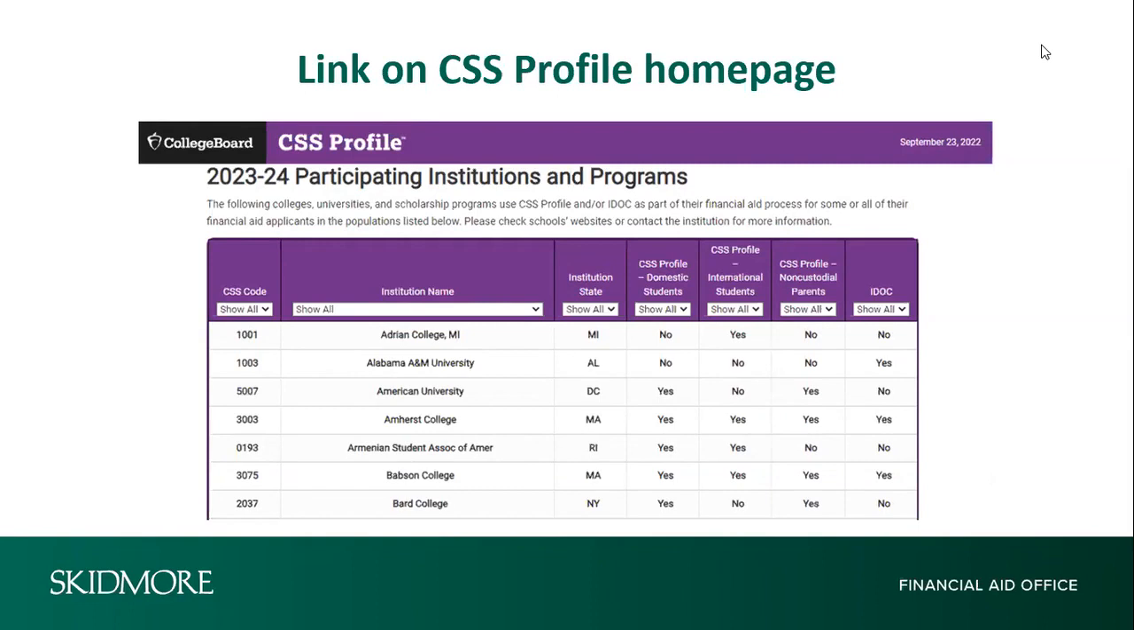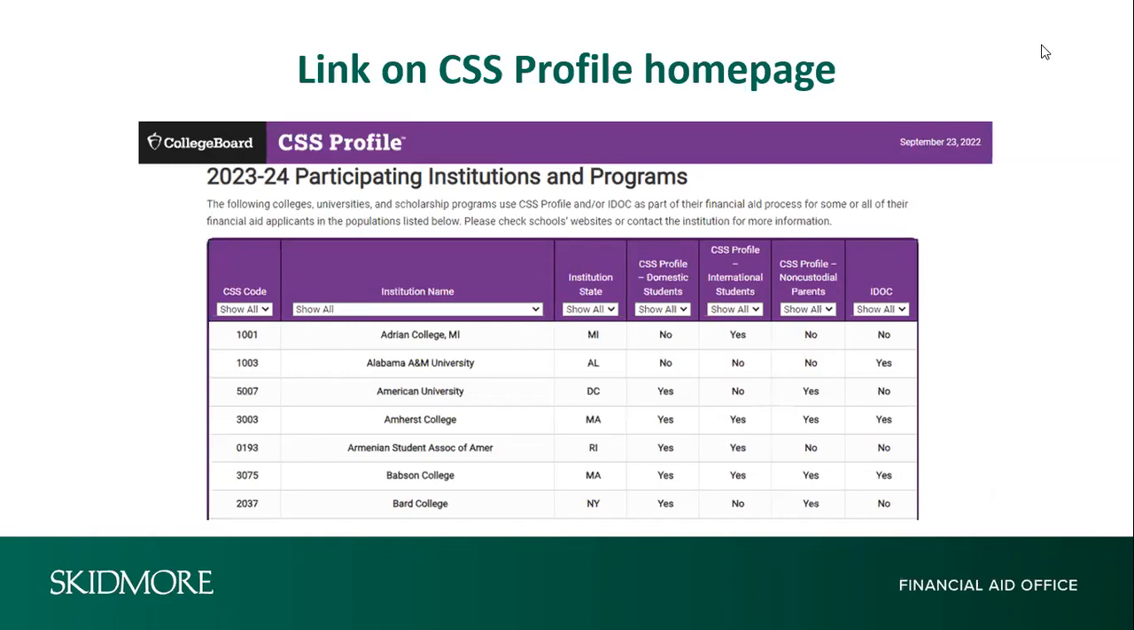Let me just tell you a little about the form. It lists the institution name of the college or university. The next field over is the state where the college is. The next one is saying, does that college require the CSS profile of its domestic students? And it'll say yes or no. At Skidmore, it's yes. The next column over is, does that college require the CSS profile for international students? Yes or no. At Skidmore, it's yes. The next column over is, does the college require the CSS profile be completed by non-custodial parents? Yes or no. Skidmore is yes.